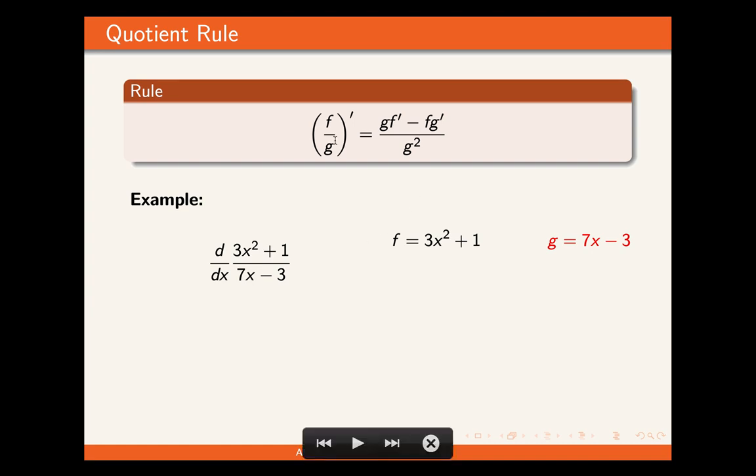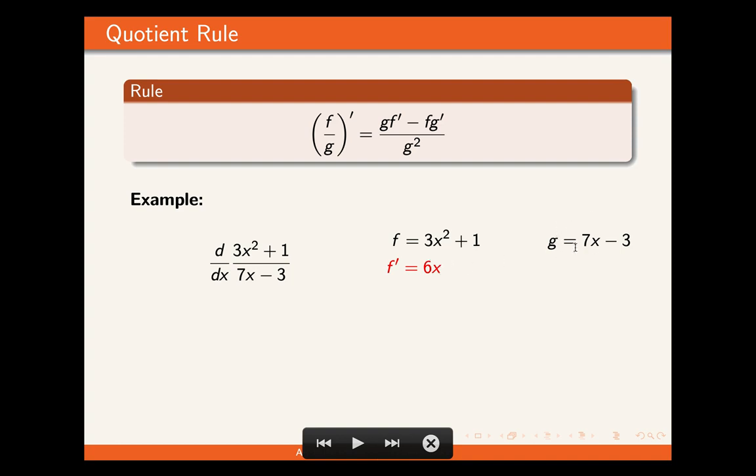So we can see now that when we assume what is f and what is g in this formula, we also need to know what is f prime and what is g prime. That means find the derivative of f and find the derivative of g. So what is the derivative of f? What is the derivative of 3x squared? 6x, right? What is the derivative of 1? 0. But 6x plus 0 will be 6x. So the derivative of 3x squared plus 1 will be 6x.